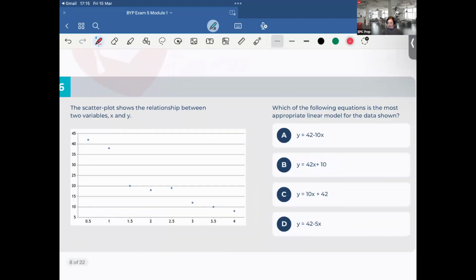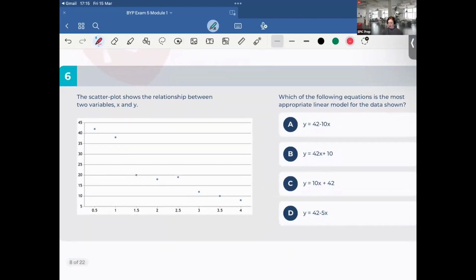Continuing. Number 6. Okay, so the scatter plot shows the relationship between 2 variables, x and y. Which of the following equations is the most appropriate linear model for the data shown? Okay, so linear, I know I'm dealing with a linear equation where there's slope and y-intercept. So with scatter plots, sometimes they give you the line of best fit, other times they don't. I'm going to create my line of best fit.